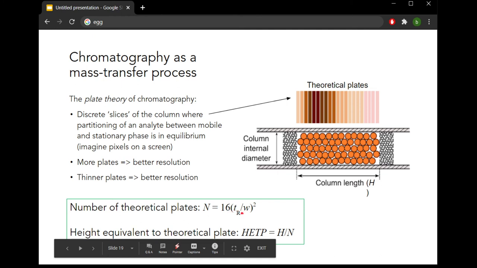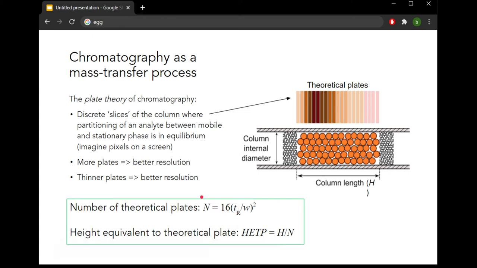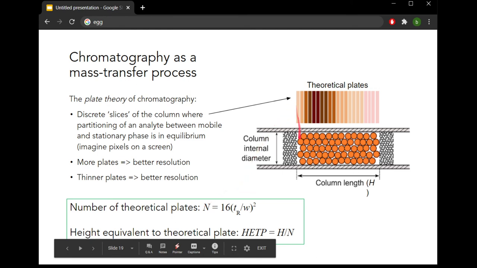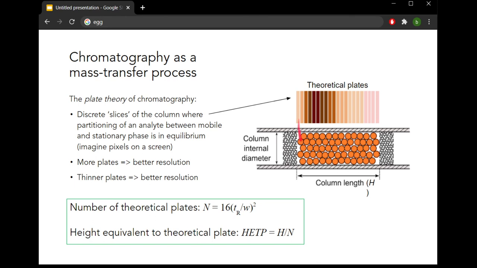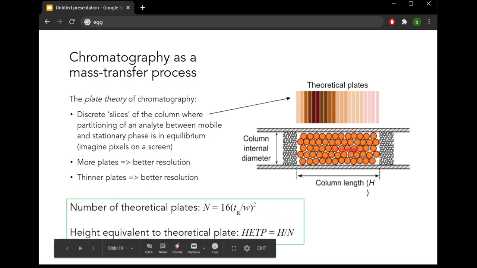In the numerator, we have the retention time. In the denominator, we have the peak width. Obviously, to maximize this, we want to make the widths as small as possible, while the retention time is as high as possible. And for each plate, we can derive the height of each of these plates or pixels by dividing the length of the column, L, by the number of plates, N.